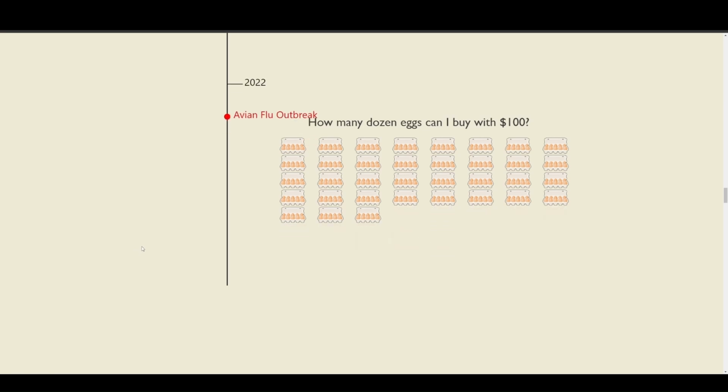A clear drop in the amount of eggs that can be bought with $100 is seen in the year 2022, which is also the same year the first major avian flu outbreak took place in the US.